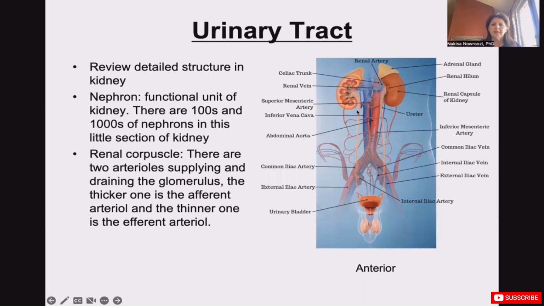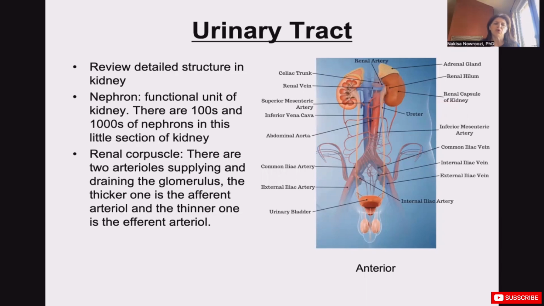Urinary tract, we're going to review the structures in the kidney, and we're going to look at nephrons. Nephrons are the functional units of kidney. There are hundreds and thousands of them. We're going to just magnify one, and we're going to look at that one.